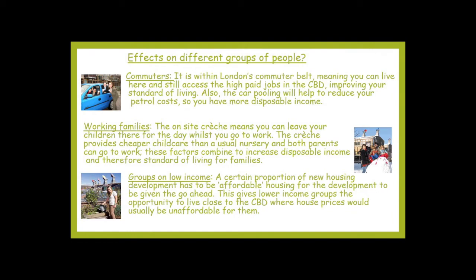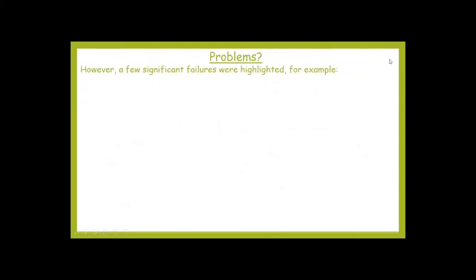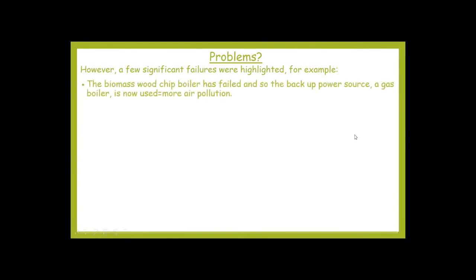Okay, so let's dig a little deeper though and see if it's really everything it's cracked up to be. There have been a few significant failures. For example, the biomass wood chip boiler. What they were trying to do is, a lot of the organic waste from the site, if you treat it in a certain way, you can actually use it to heat up the water for the development. So people's hot water would be heated using organic material in a biomass wood chip boiler. That means no fossil fuels being burnt, no air pollution. Great. But it kept failing, and people had to switch to their gas boilers, so you're getting air pollution anyway.